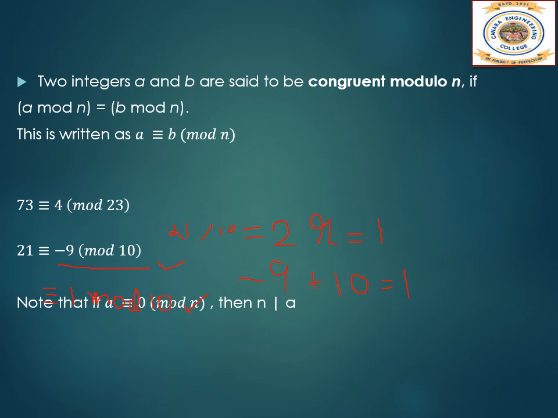Now also we note that if a is congruent to 0 mod n, then n divides a. What does that mean? 0 mod n means the remainder r will be equal to 0. The remainder being 0 means that n divides a completely. That is the meaning of a is congruent to 0 mod n.